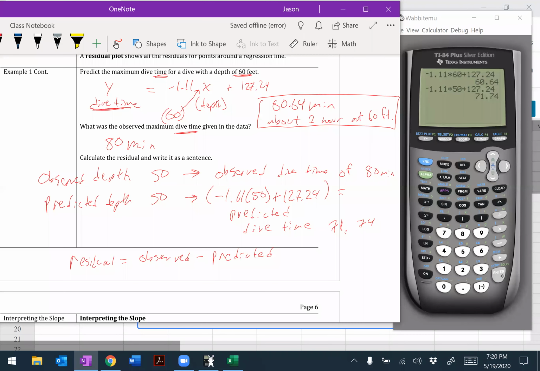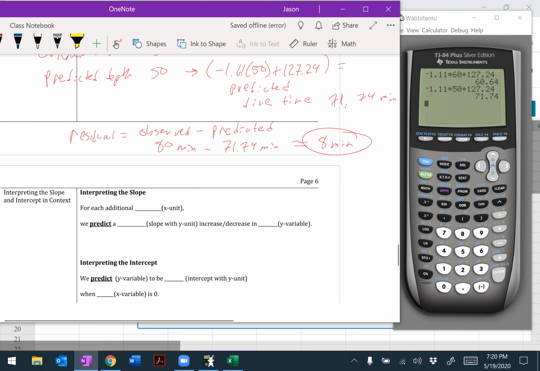So based on our equation, it's predicted that you would only have 71.4 minutes of air. The observed was that, no, you really have 80 minutes of air, minus the predicted 71.74 minutes of air, which is an error of about, we'll say, 8 minutes. So that's my residual, the error, which is good because it errs on the side of caution rather than on the side of hazard.